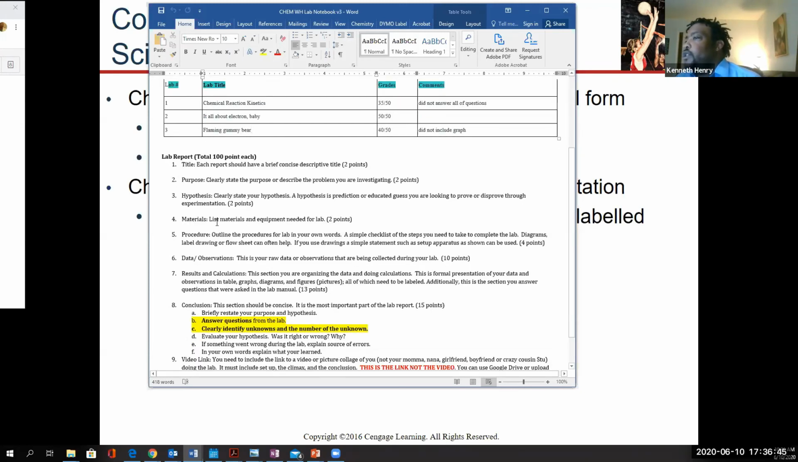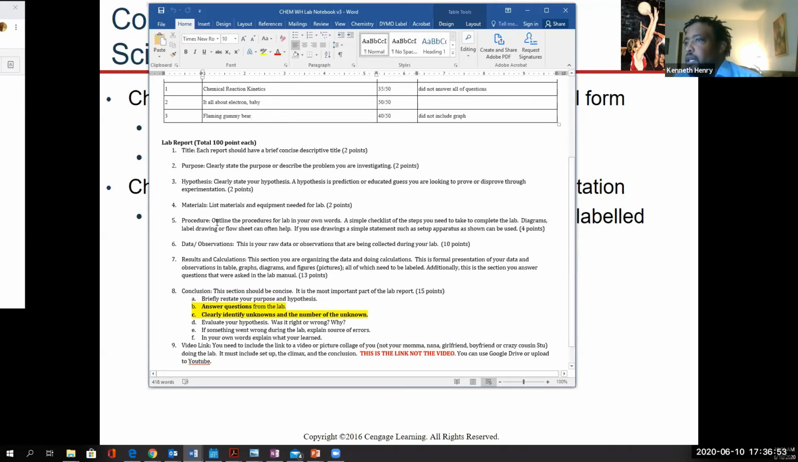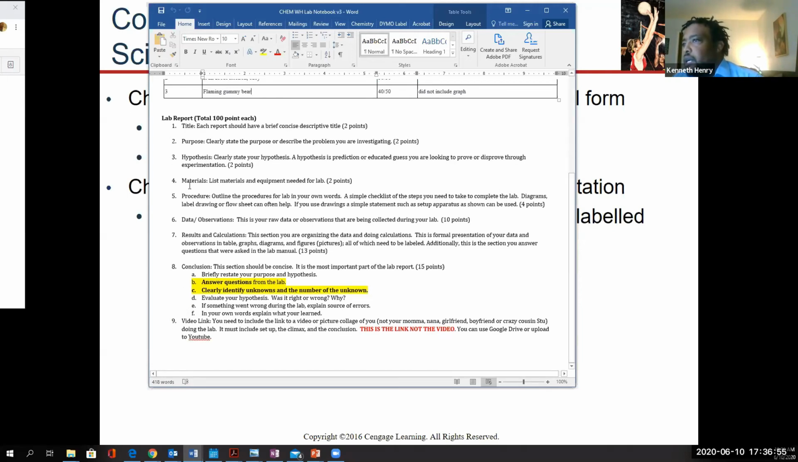Materials. I want to know the materials that you're using for the lab. This is also to help you, so you can find those materials when you're going through it. I want you to outline the procedures in your own words. Again, this is a brief process. Checklists are great. Simple: add this, do that, real simple. Be very brief, concise.